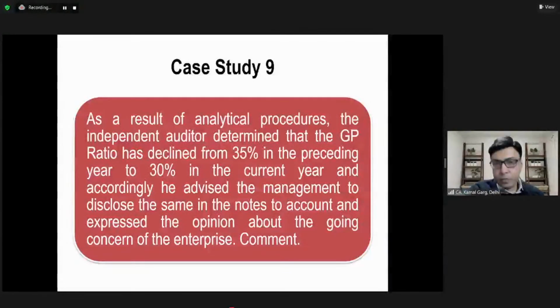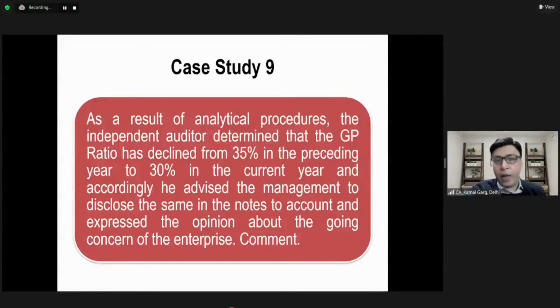Number 9 case study. As a result of analytical procedures, the independent auditor determined that gross profit ratio, GP ratio, has declined from 35% in the preceding year to 30% in the current year, and accordingly advised the management to disclose the same in the notes to accounts and express the opinion about going concern of the enterprise. Comment. So what the auditor is saying is that GP ratio is going down, and hence I believe that company will not be able to continue in the foreseeable future. And that is why the question says he commented about the going concern of the enterprise.